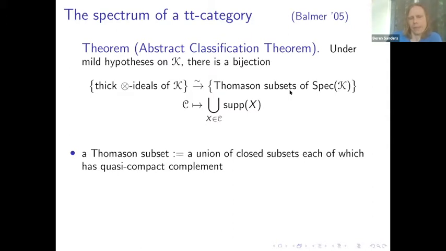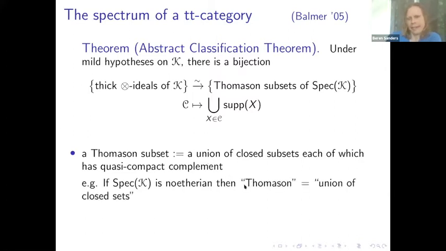Okay. So it might seem a little strange the first time you see it, but for example, if the space is a Noetherian space, then this simplifies a little bit. And in that case, being a Thomason subset is just the same as being a union of closed sets, and that's the same thing as being specialization closed. So in a lot of Noetherian contexts, you don't hear so much talk about Thomason subsets, you hear talk about specialization closed subsets. But in any case, you always have this abstract classification theorem giving you a classification of the thick tensor ideals in terms of certain subsets of the Balmer spectrum.